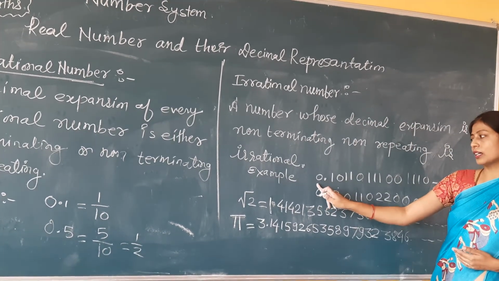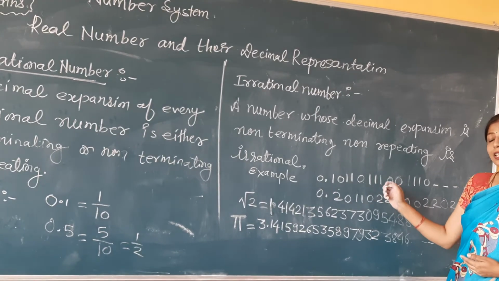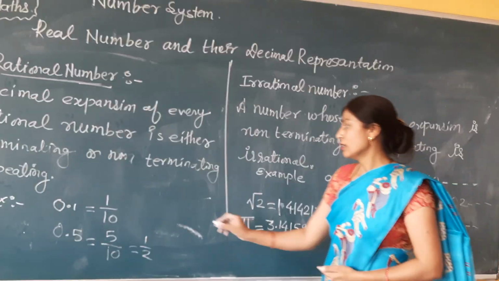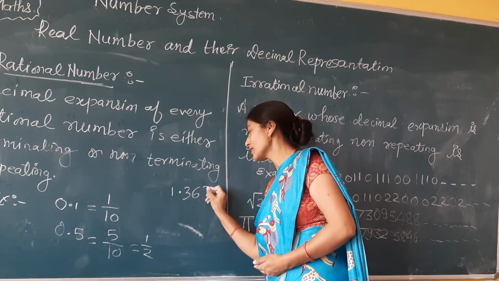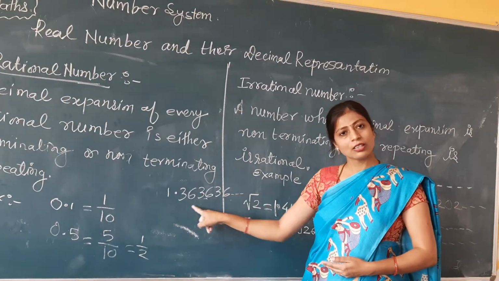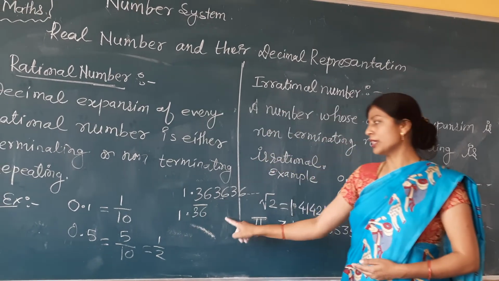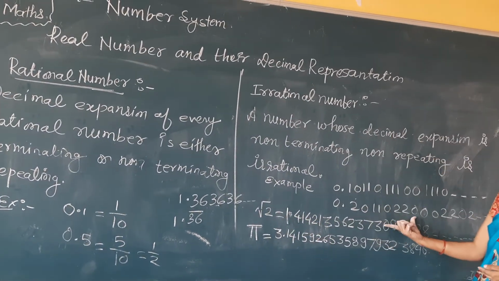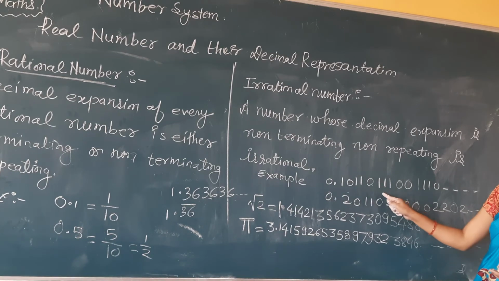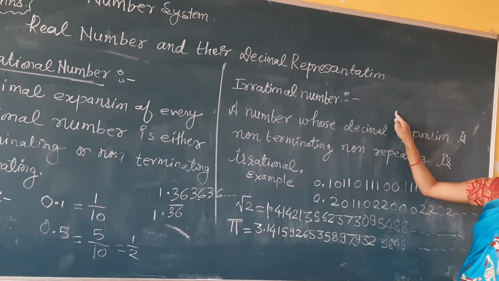Some examples are here. 0.10110111. Here 1 is repeated but not in the same order. Same order means 1.363636. In this decimal expansion 36 is repeated in the same manner. And in this decimal representation 1 and 2 are repeated but not in the same manner. So this kind of decimal representation is called an irrational number.